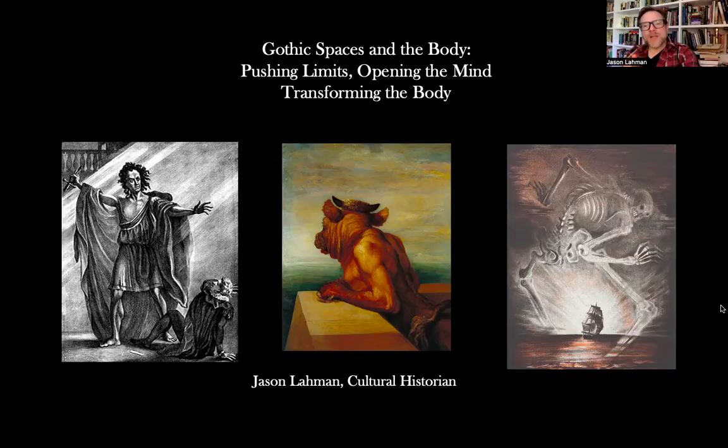So these three images of three different bodies, right? The Frankenstein's monster, the Minotaur, and then this spectral skeleton overlooking the ship, at the end of the world. These three things are bodies in relationship to these three types of Gothic spaces: the laboratory, the labyrinth, and the luminous abyss. So let's jump in.